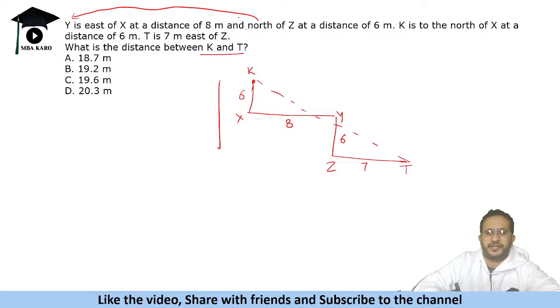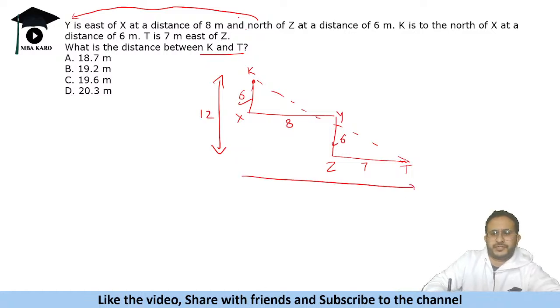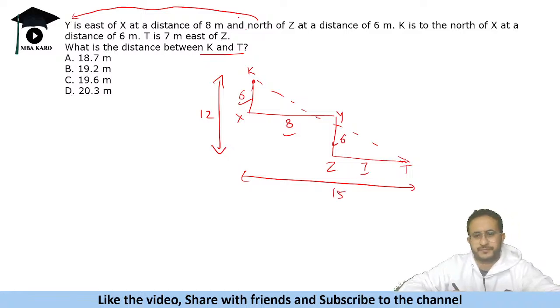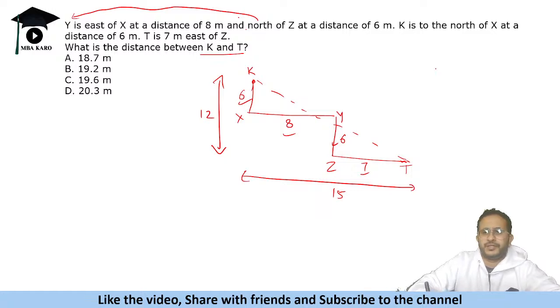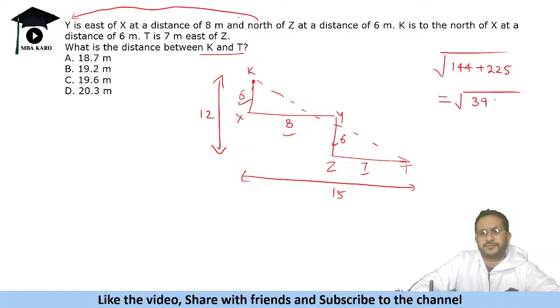So find the vertical distance. 6 plus 6, 12, and the horizontal distance. Horizontal distance is 8 plus 7, 15. Right. So we need to find this. अब कितना हो गया? This is 144 plus 225, which is root 369.